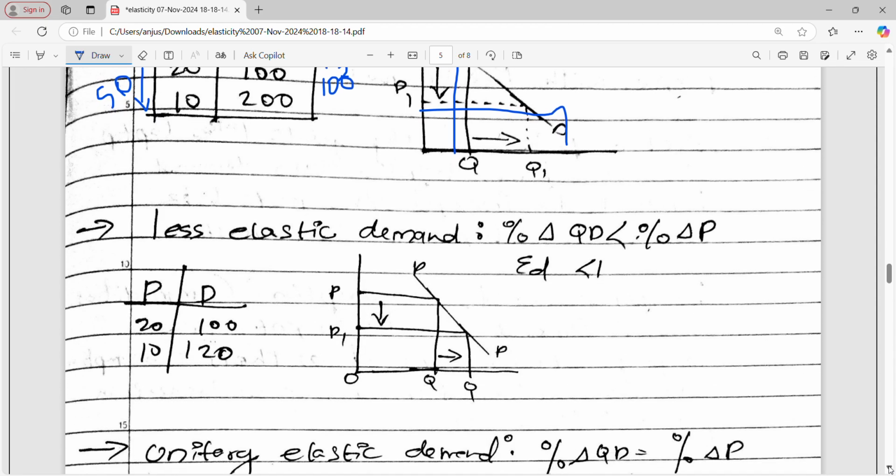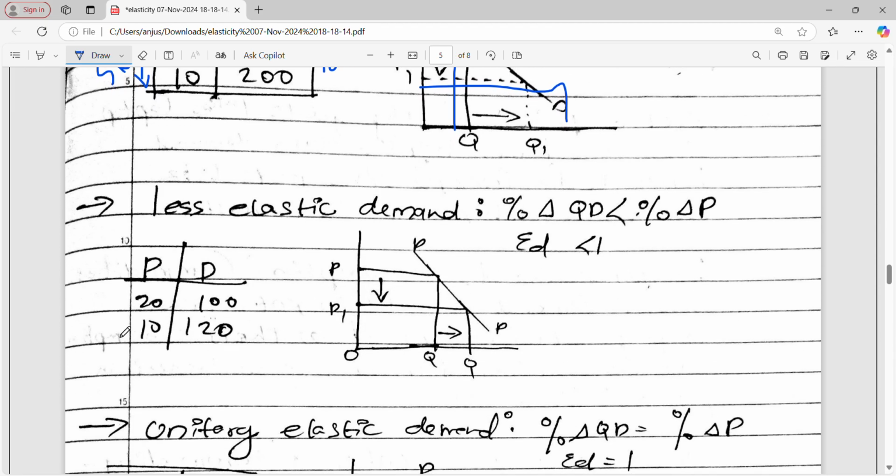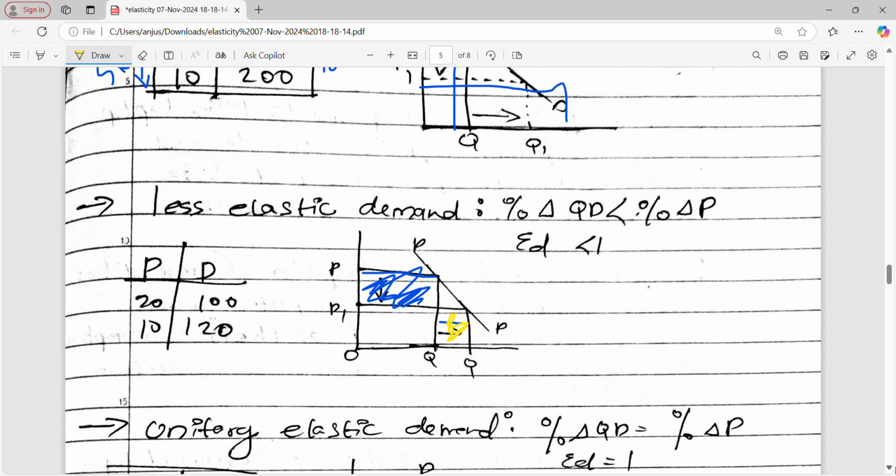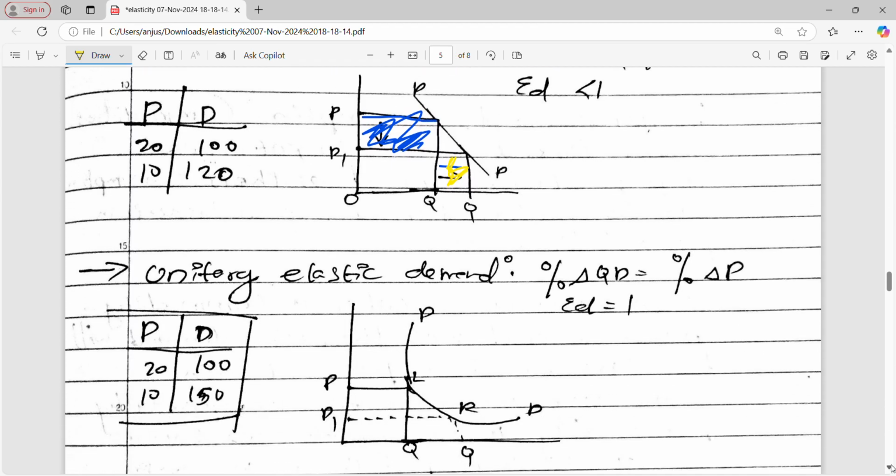Next is less elastic. That means here 50% of the price is decreased, but only 20% of the demand is increased. That is, the price change is more than the change in quantity demanded. You can see this is more area, right? Compared to this portion.